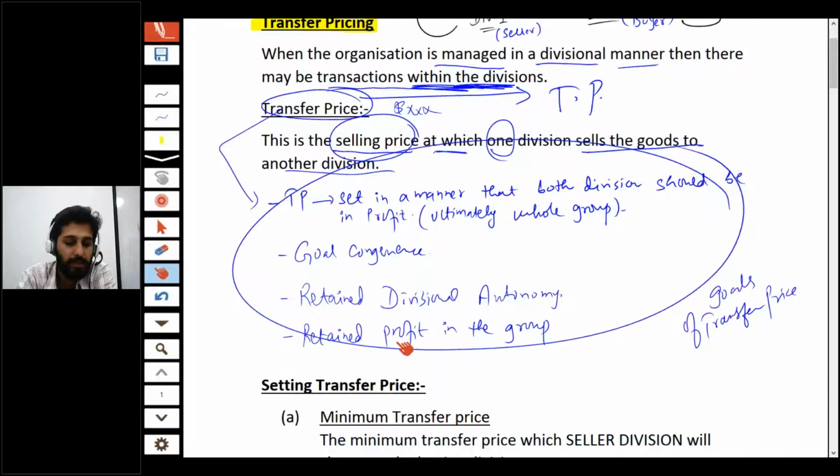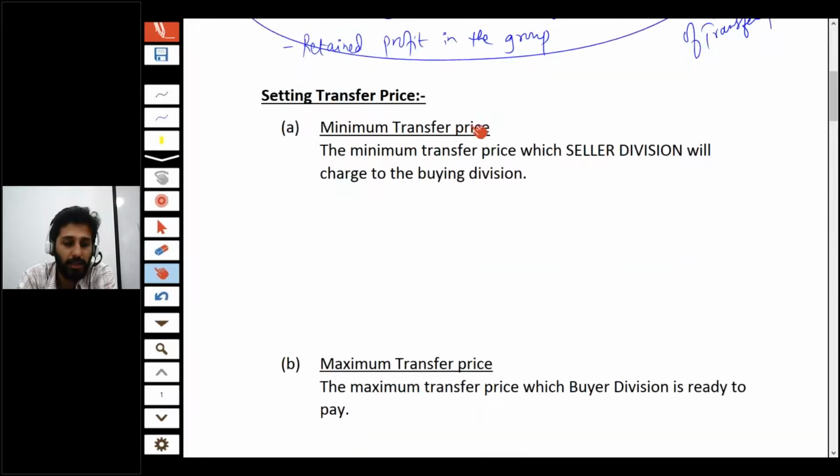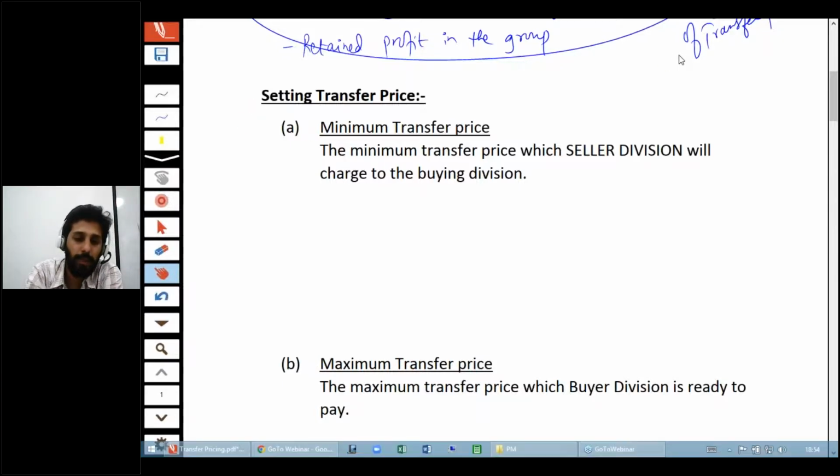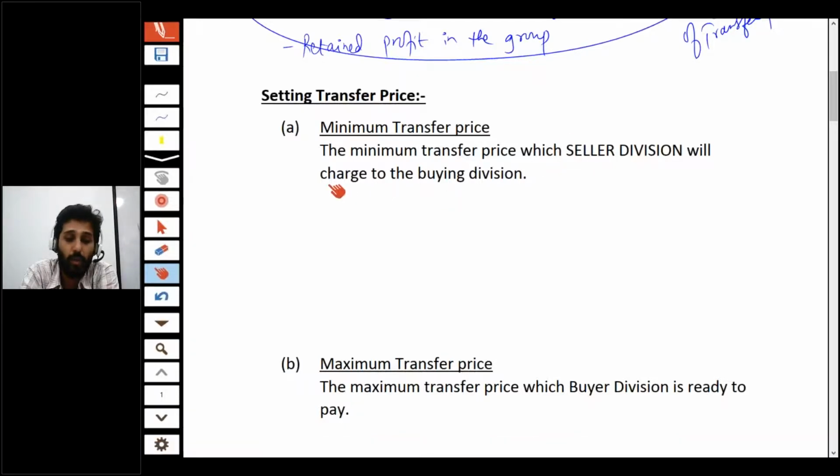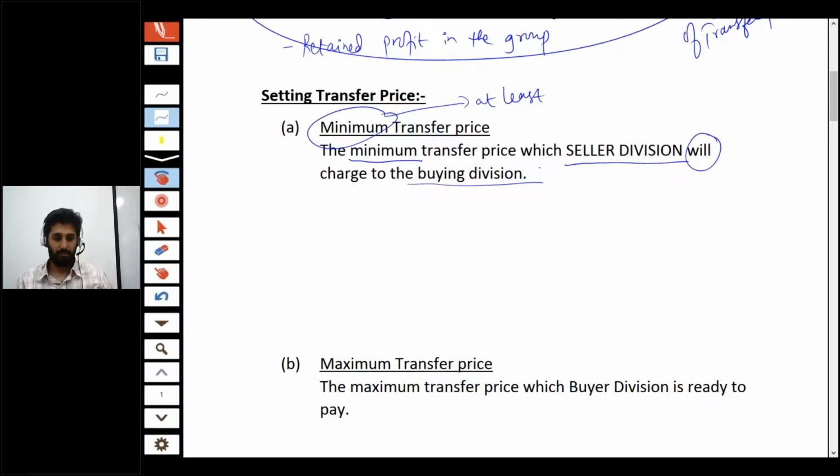Now let's move ahead. Setting the transfer prices. There are minimum transfer price and the maximum transfer price. Now the minimum transfer price is the minimum price which the seller division will charge to the buying division. Minimum, that means at least, which the seller division will charge to the buying division. How to calculate the minimum transfer price?